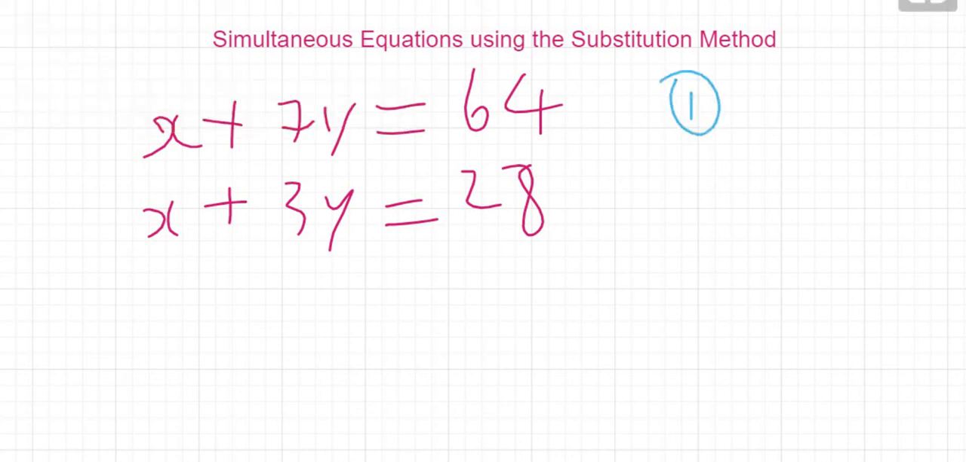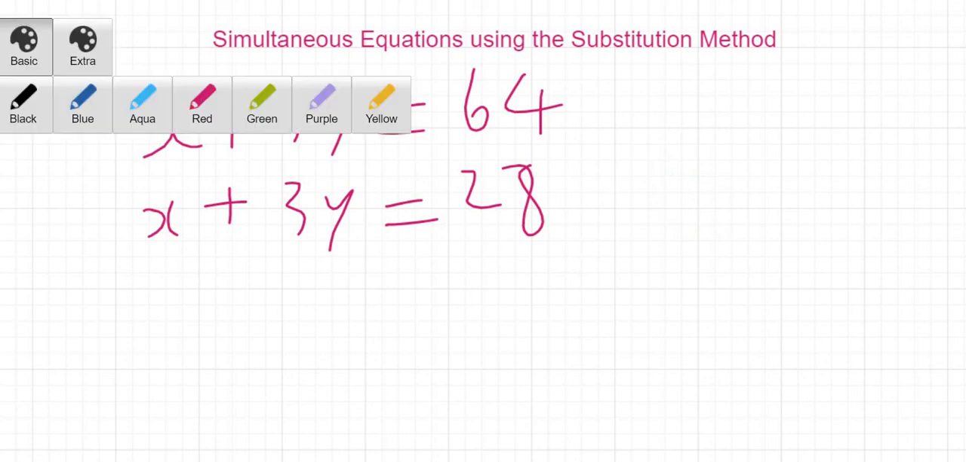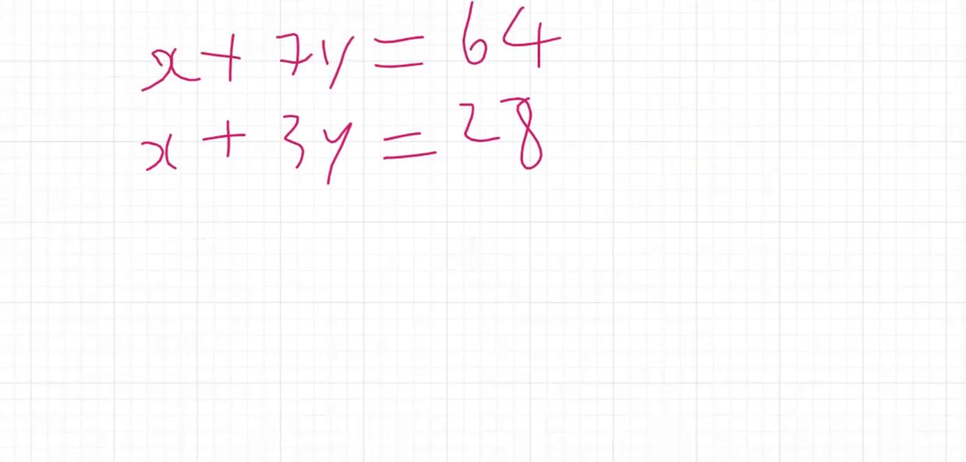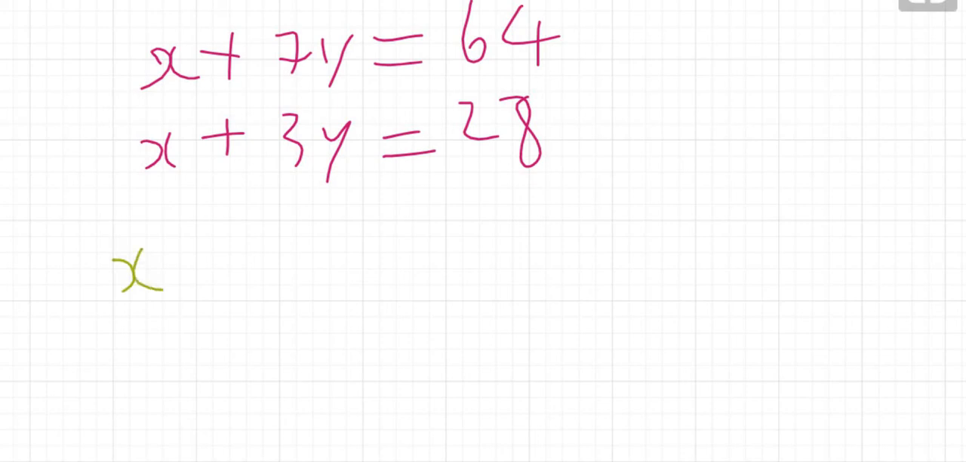So let us leave our equations: equation 1, equation 2. I'm going to take equation 1 and rewrite it. So we have x plus 7y is equal to 64. And now I am going to make x the subject of this equation, so we can have x all by itself, and then we just plug that value into one of the equations. So let us make x the subject.